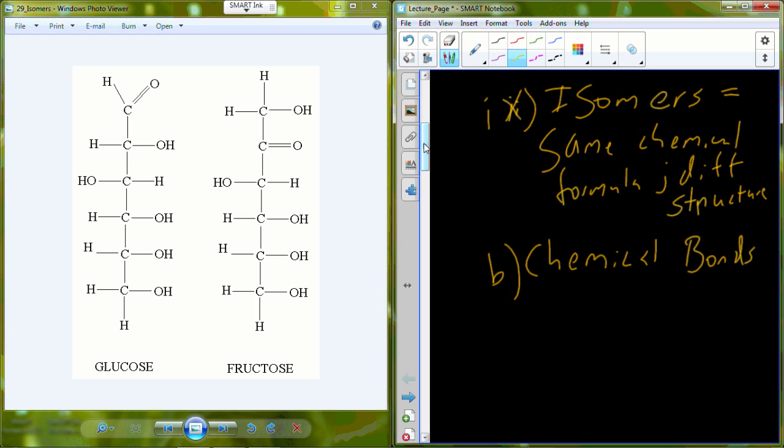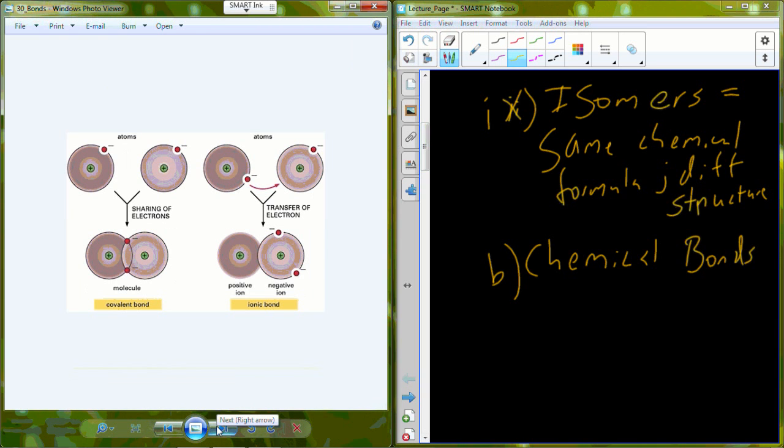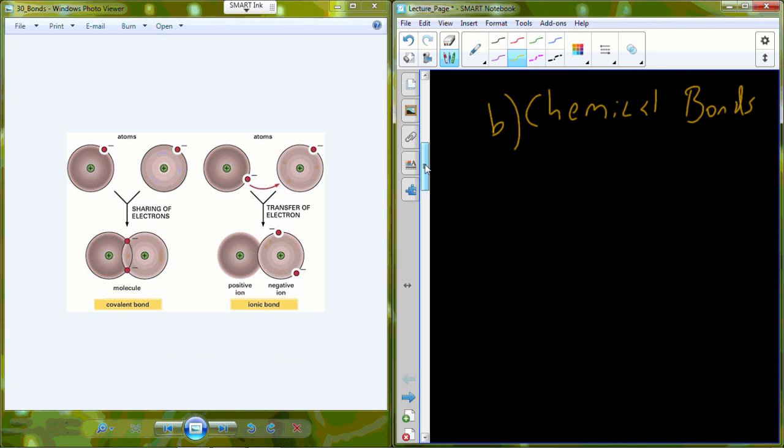We need to deal with chemical bonds now as well, because we're taking individual molecules and putting them together, and they are going to associate together through a chemical bond. So we need to know what a chemical bond is and what types of properties those chemical bonds actually create. We've already talked a little bit about one chemical bond, the ionic bond, and I'm just going to go back over that real quick right now.